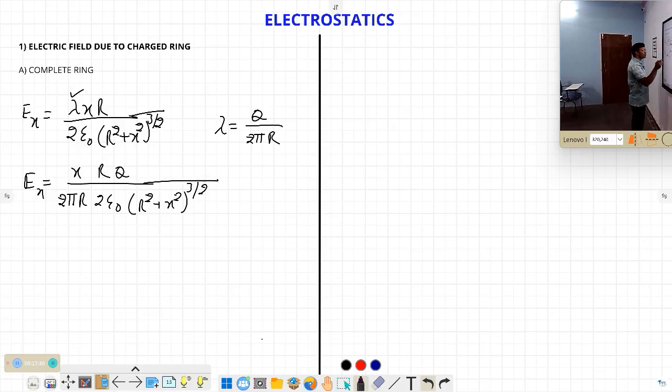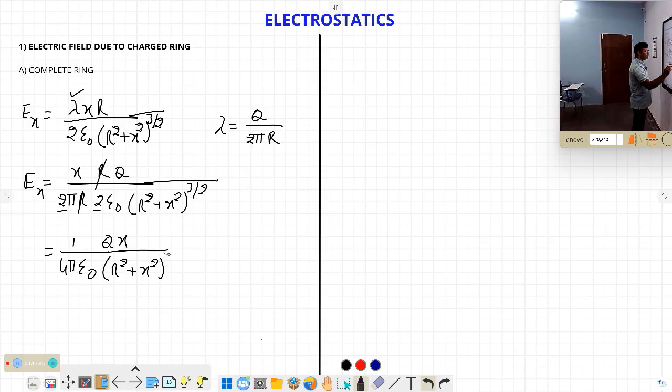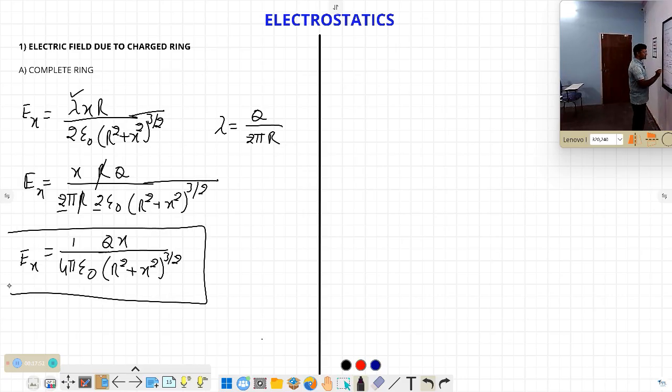So if you cancel, r gets cancelled, so I can write here again 2 to the 4 as 1 by 4 pi epsilon naught, that is q into x by r square plus x square whole power 3 by 2. So this is the electric field due to a charged ring along the x-axis. This is the expression you will observe in most of the books.